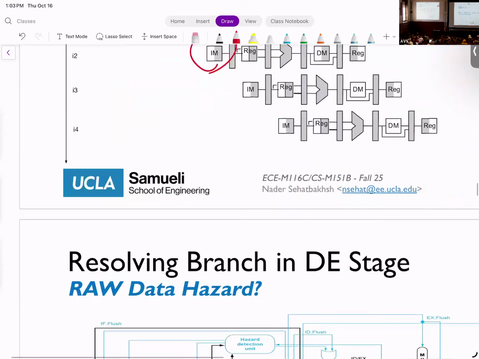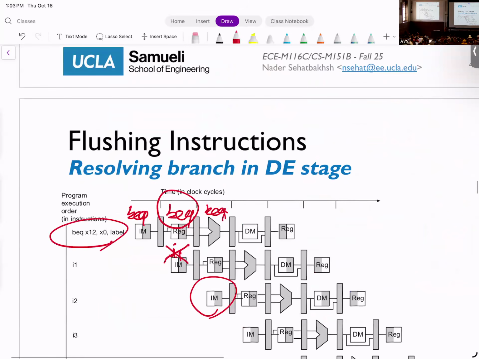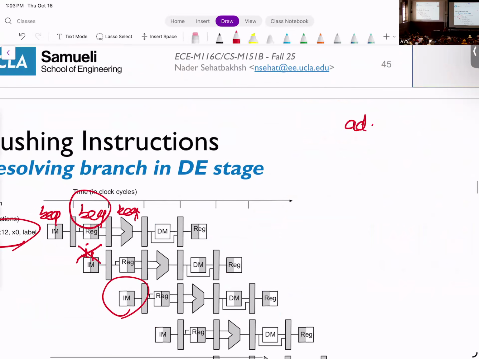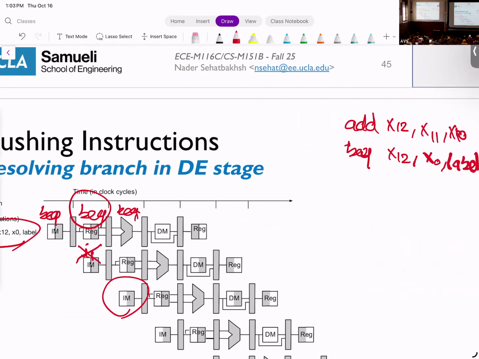So for example, say the sequence was like this. I had add x12, x11, and x10, right? And then I have branch equal x12, x0, and label, right? So what will happen is that I can only run this instruction when the registers are updated, because if I'm doing it during the decode, I can only do it when the instructions are updated.